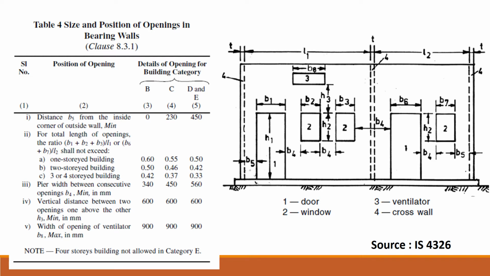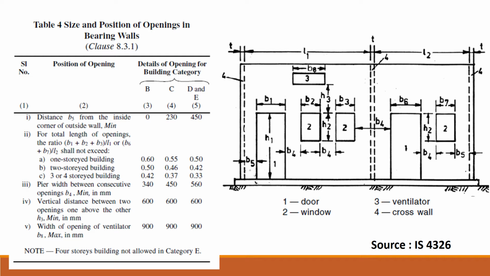Next is the pier width between consecutive openings, B4. This has to be a minimum of 340, 450 and 560 mm for building categories B, C, and D and E. Next, the fourth one is the vertical distance between two openings, one above the other, that's H3. This has to be a minimum of 600 mm for B, 600 for C, 600 for D and E. This is the same in all the building categories, as earthquakes do not normally act vertically, so this does not matter a lot.